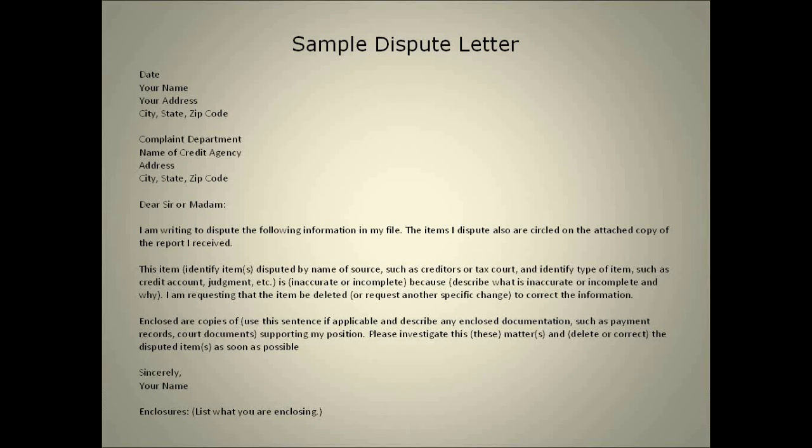You also want to identify the item or items that you're disputing by name, such as ABC Mortgage or ABC Department Store, and then identify the type of account it is. Is it an installment account? Is it a revolving account, or is it a mortgage? And then you want to describe what the inaccurate or incomplete information is and why it's wrong. And then you want to request that the item be deleted or request another specific change to correct that information. You also want to enclose copies of any supporting documentation that's going to support the inaccuracy or error.